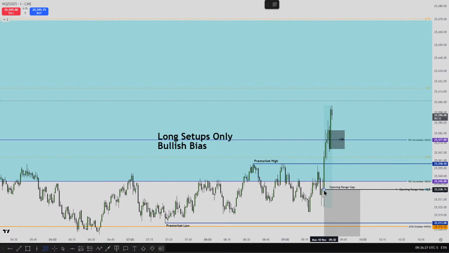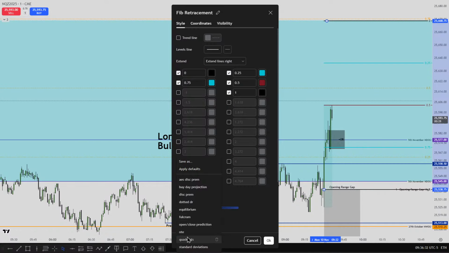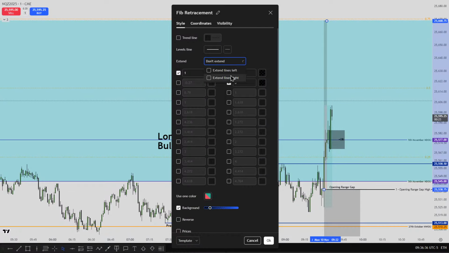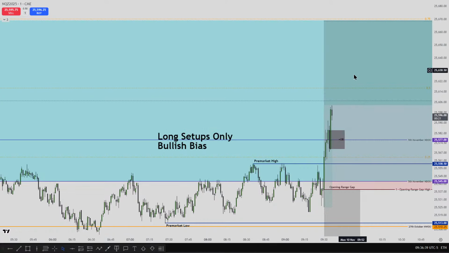Going to measure from this impulse price swing to the fair value gap's high, which is my draw. And I'm going to do this. That's going to give us discount premium.